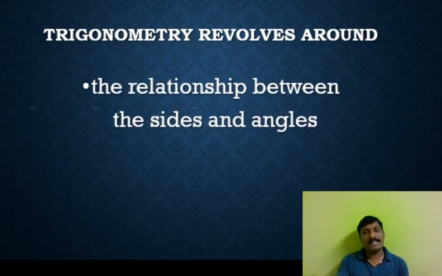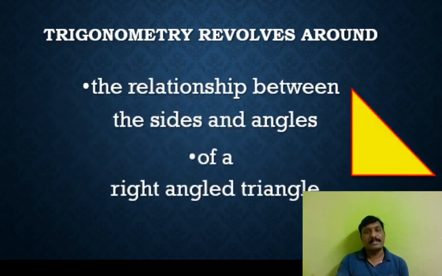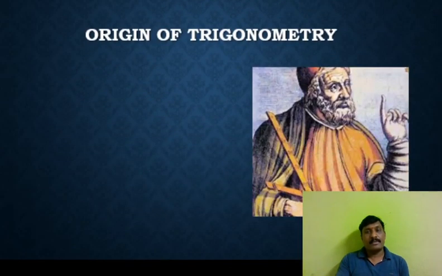The relationship between the sides and angles of a right angle triangle is going to be discussed in this chapter. Now let us see a brief history of the trigonometry topic. You can see the person on the screen is Hipparchus, a Greek mathematician, who established the relationship between the sides and angles of a triangle.